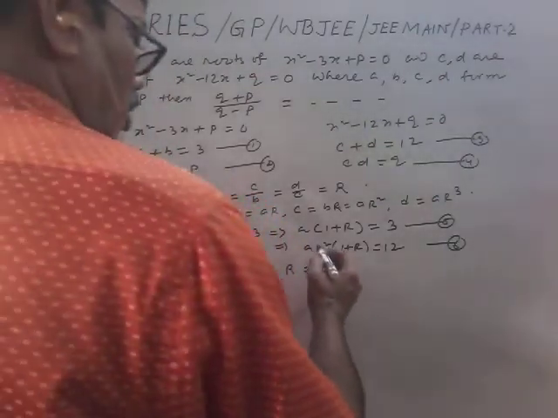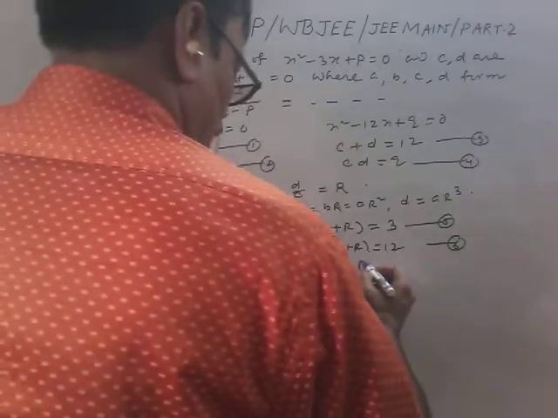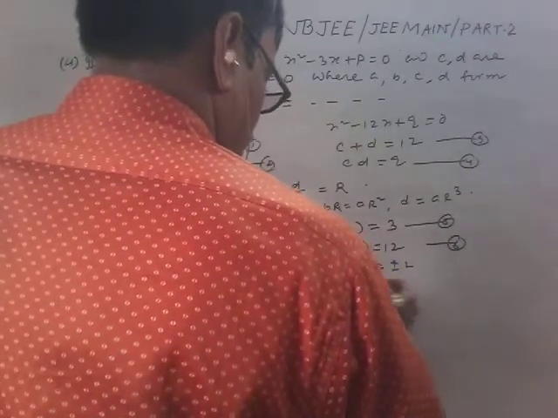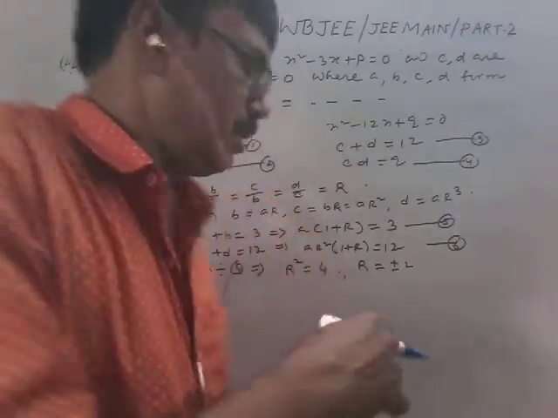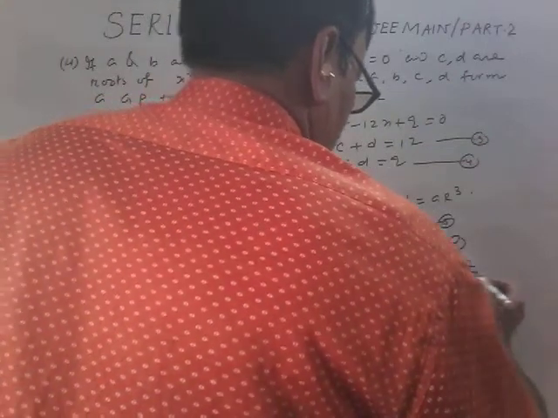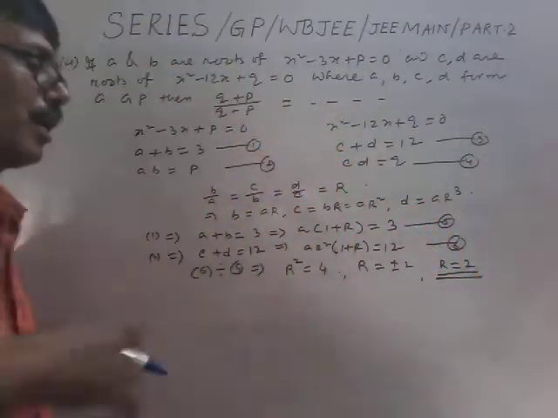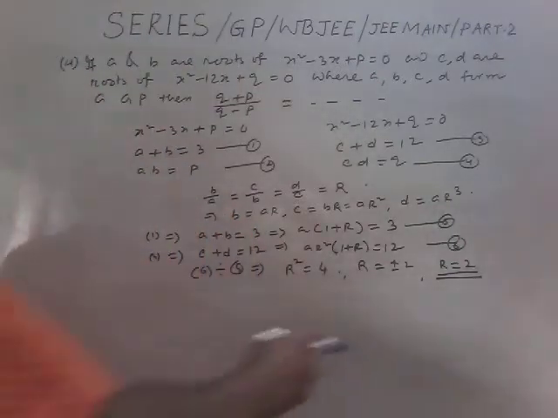So r square is 4, so r equals plus minus 2. It is given that it is an increasing GP, so r equals 2.